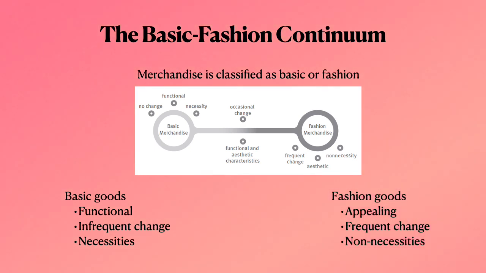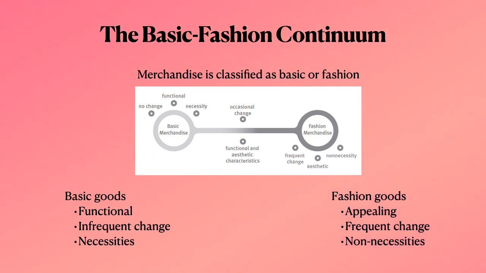The basic fashion continuum places goods either to the far left or the far right of the continuum. Basic goods that are functional and do not change from season to season, such as a basic white t shirt, are placed at the far left. Consumers buy and replace these goods out of necessity.